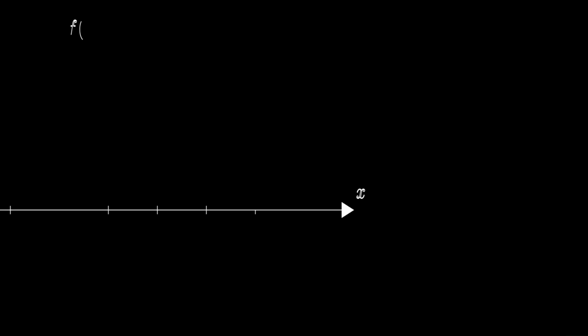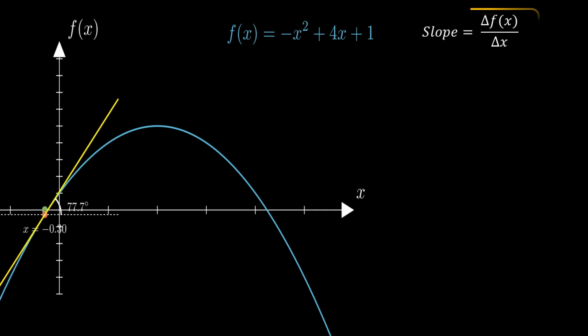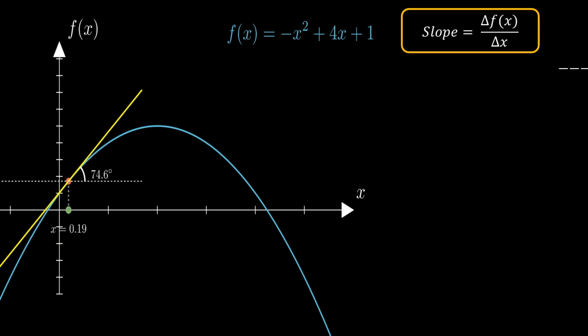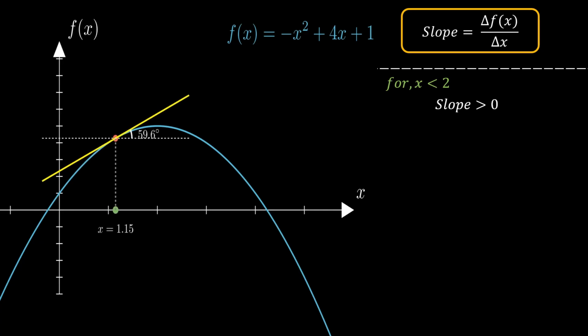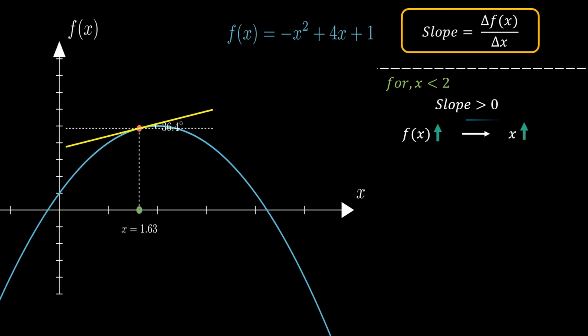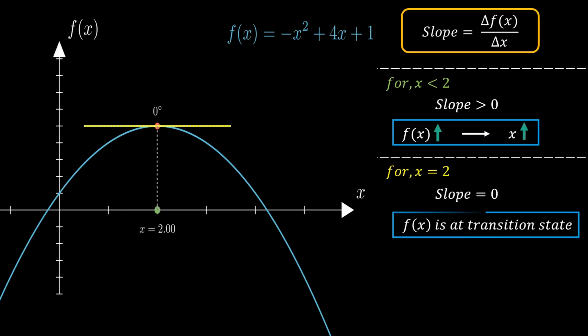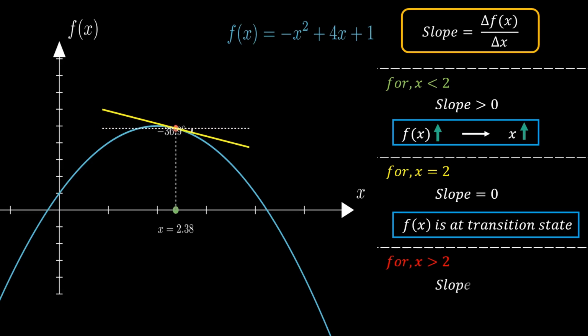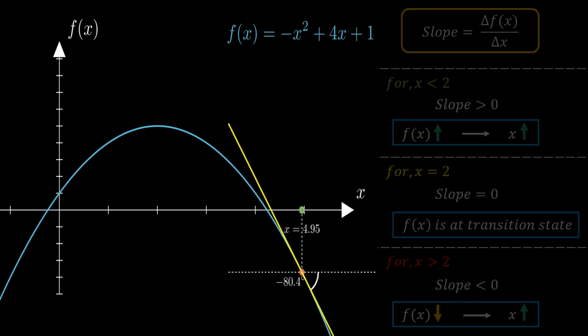There is one more way of visualizing the increasing and decreasing behavior of the function. If we plot a tangent to our function, then the angle made by this tangent with the horizontal is called its slope, and as we glide this line smoothly along the curve, we get different values of slope. For x less than 2, we get positive slope, that is, the value of the function increases as x increases. For x equals 2, we get 0 slope, and for x greater than 2, we get negative slope, that is, the function's value decreases as we increase x.